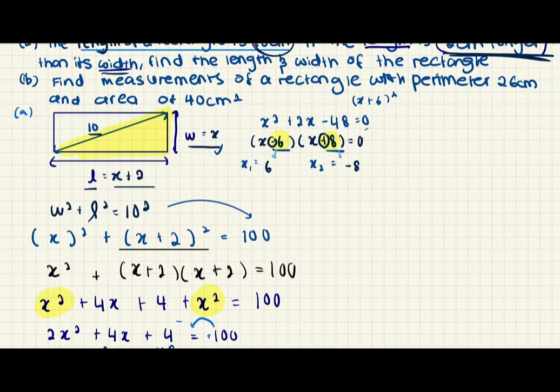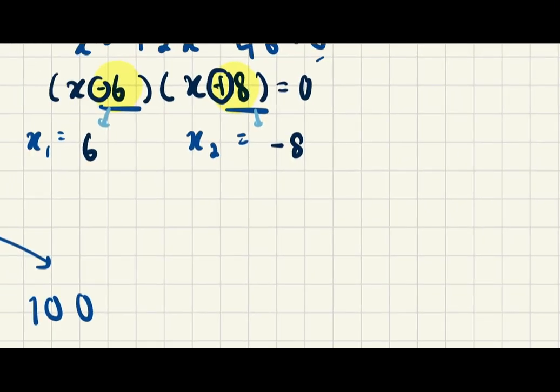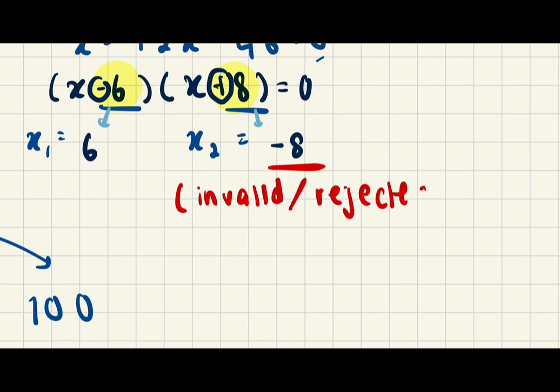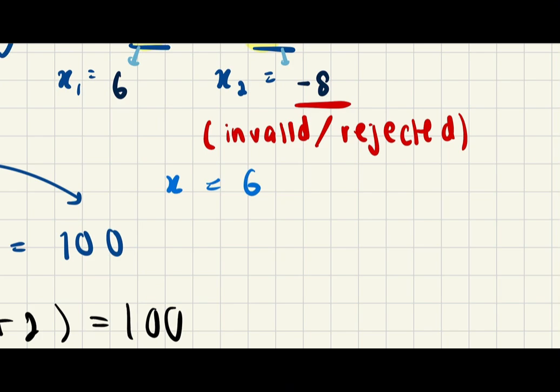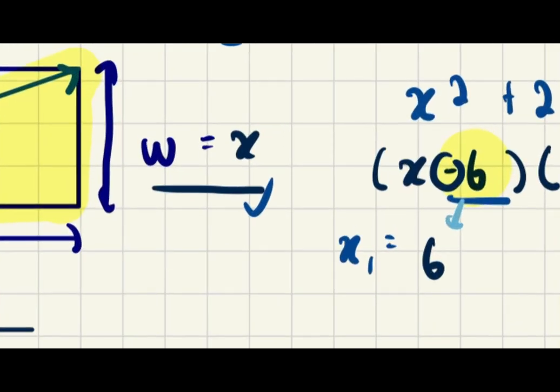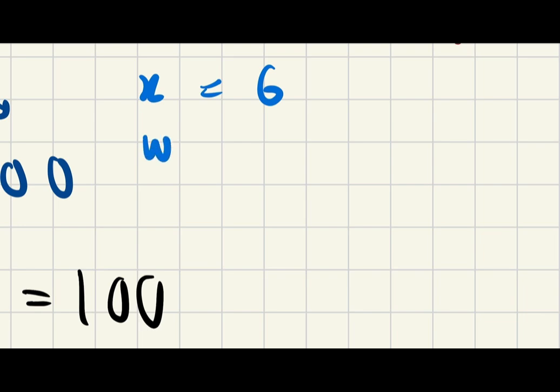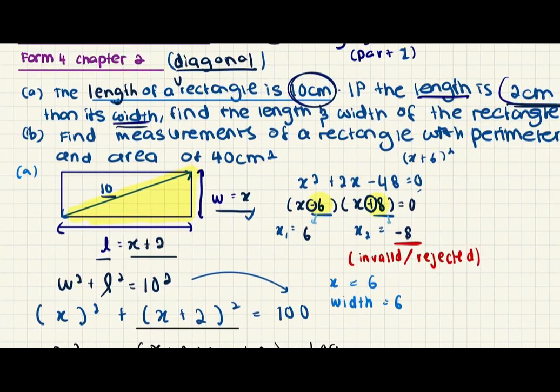Okay? But this, we are talking about measurements and shapes. Is it logical? Like logically, is it possible for a measurement, a length to be negative 8? No, so we call this as invalid or rejected. So therefore you put your x as your 6, okay, and we know our width is x, so the width is equal to 6.